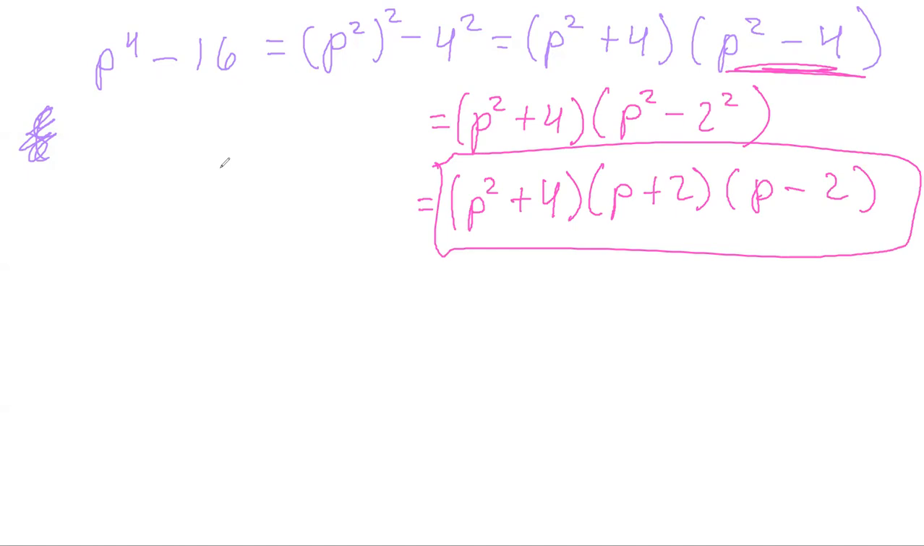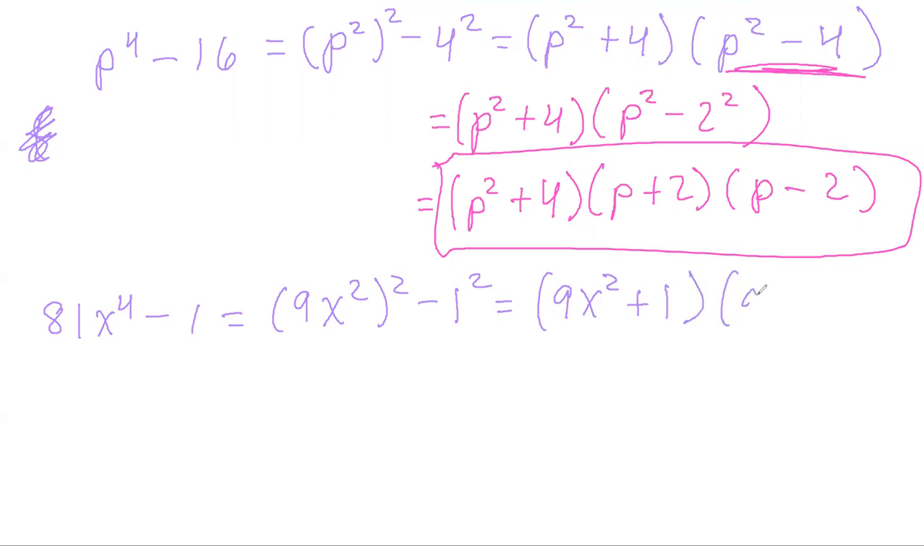And okay, maybe I'll do one more of these. I'm sorry, I keep saying this is the last one, but I think just doing other examples is always helpful. So another one just like this. This is the same thing as 9x squared squared minus 1 squared. So it's the same thing as 9x squared plus 1, and then 9x squared minus 1.